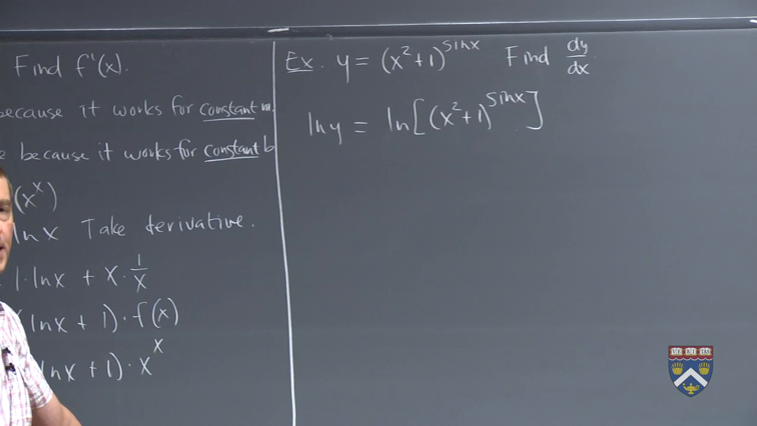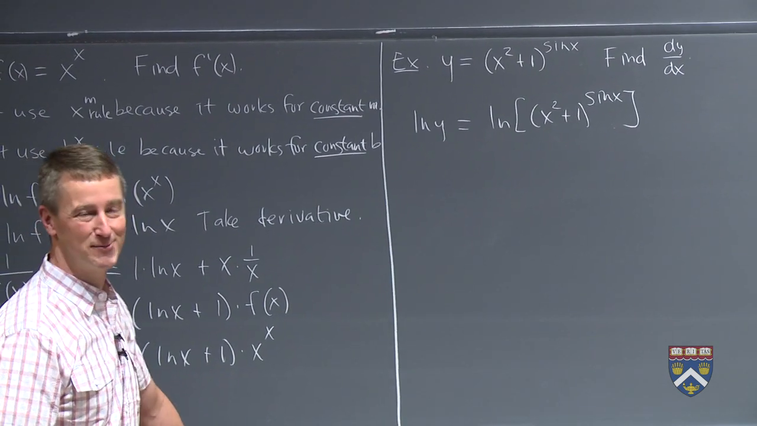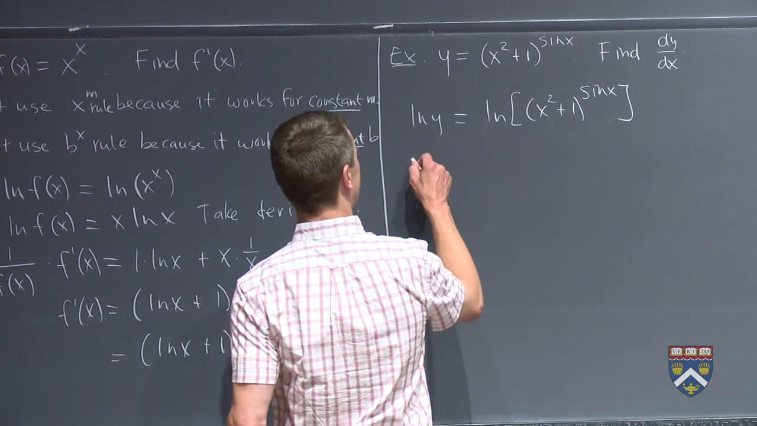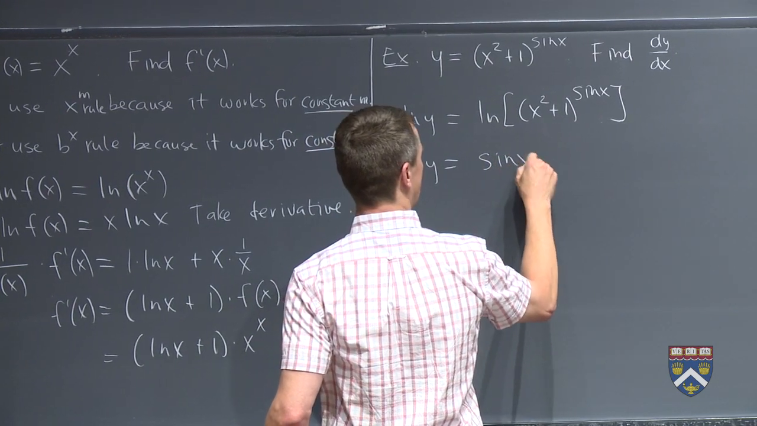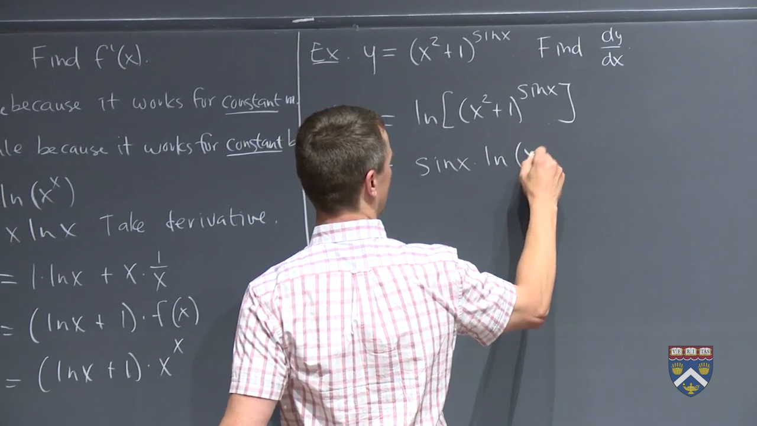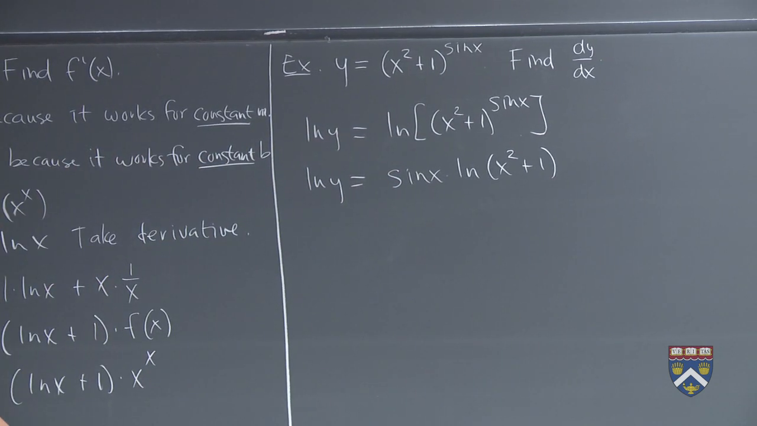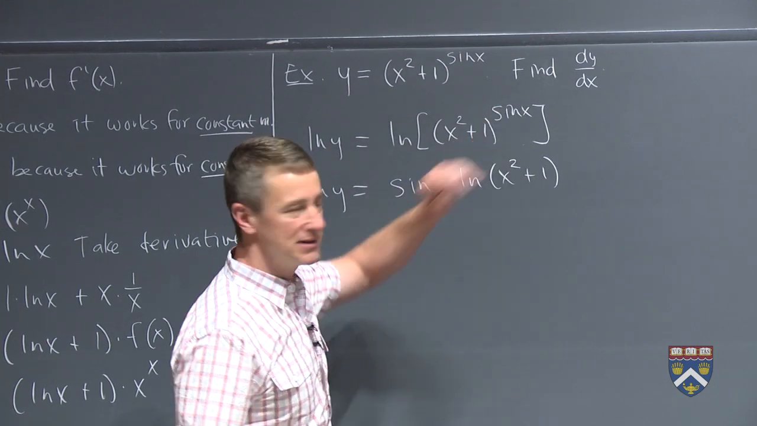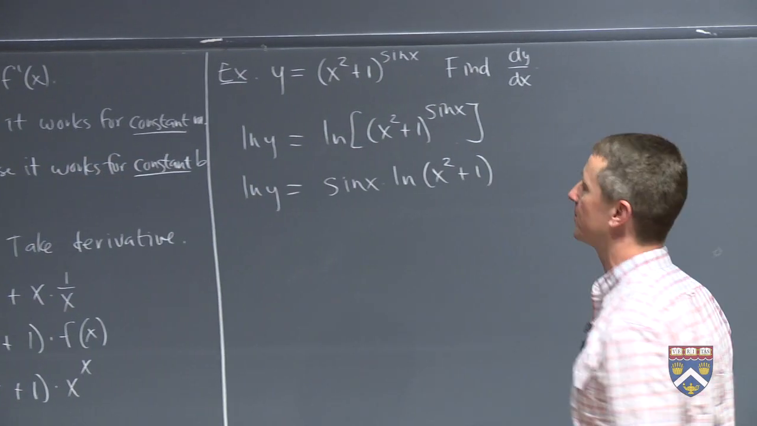But this nice property about logarithms, the whole reason we wanted to introduce logarithms, you might remember from week 2, was so that we could bring the exponents out. So now I get ln of y, and I can bring the exponent out front, sine of x, ln of x squared plus 1. So now we've got ourselves out of the troublesome situation where we had x in the base raised to a power that also had an x. So now we know how to take the derivative of both sides.